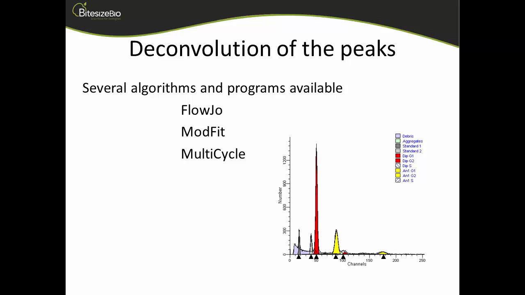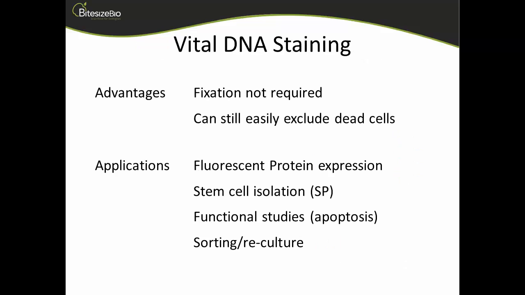There's a module within FlowJo and some of the other general flow cytometry analysis programs. But there are two specific programs, ModFit and Multicycle, that are designed especially for deconvoluting DNA histograms. So just briefly towards the end of this, I just wanted to come back to vital DNA staining, or DNA on live cells, because there are some advantages of that and some specific applications.